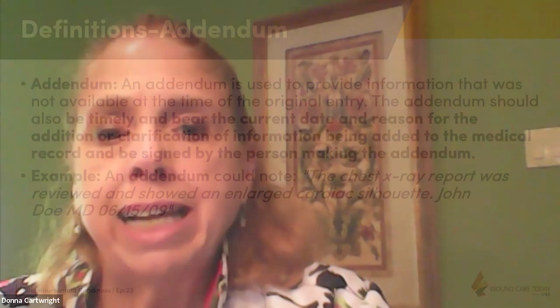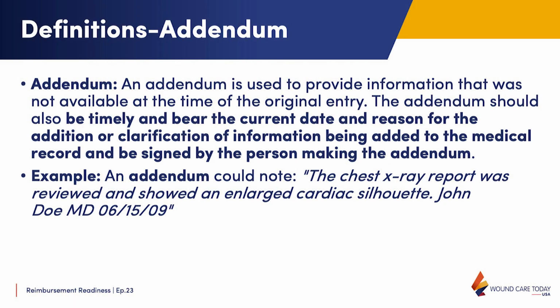A definition of an addendum is used to provide information that was not available at the time of the original entry. The addendum should also be timely and bear the current date and the reason for that addition or clarification of information being added to the medical record, and be signed by the person making that addendum. So for example, you could say the chest x-ray report was reviewed and showed an enlarged cardiac silhouette. Signed John Doe, MD 61509.